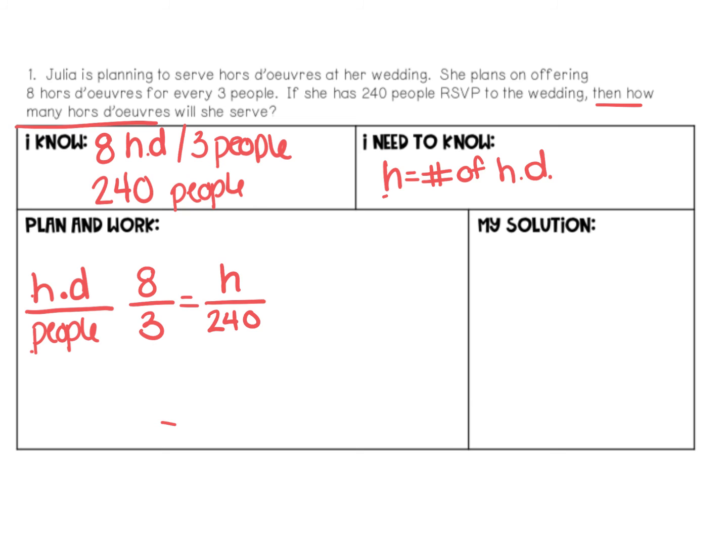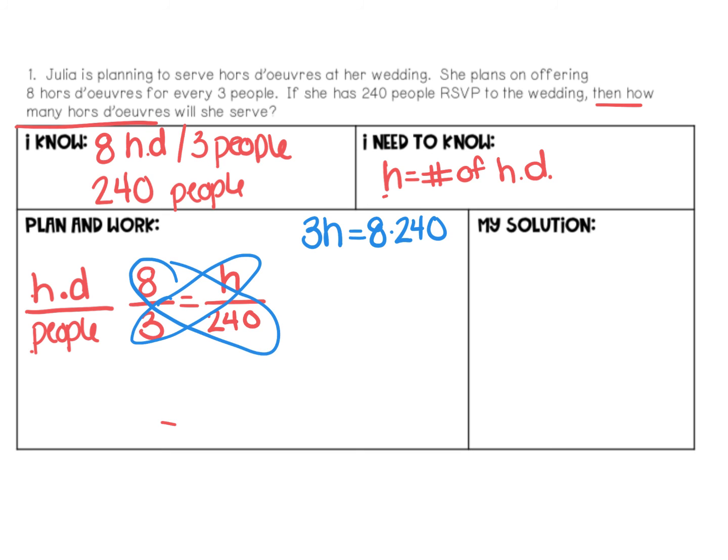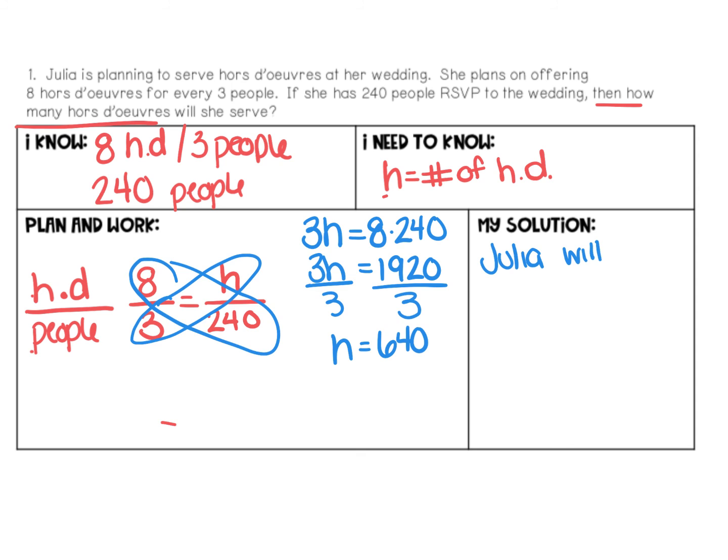Now that I set up that proportion, it's just a matter of using those cross products to solve for the missing value. So I'm going to say that 3 times H, or 3 times my variable, is equal to 8 times 240, which is on my other diagonal. 8 times 240 is 1,920, which is equal to 3H. I'm going to finish that off by dividing by 3 on both sides to give me H equals 640 hors d'oeuvres. So my solution would say something like Julia will serve 640 hors d'oeuvres at the wedding.